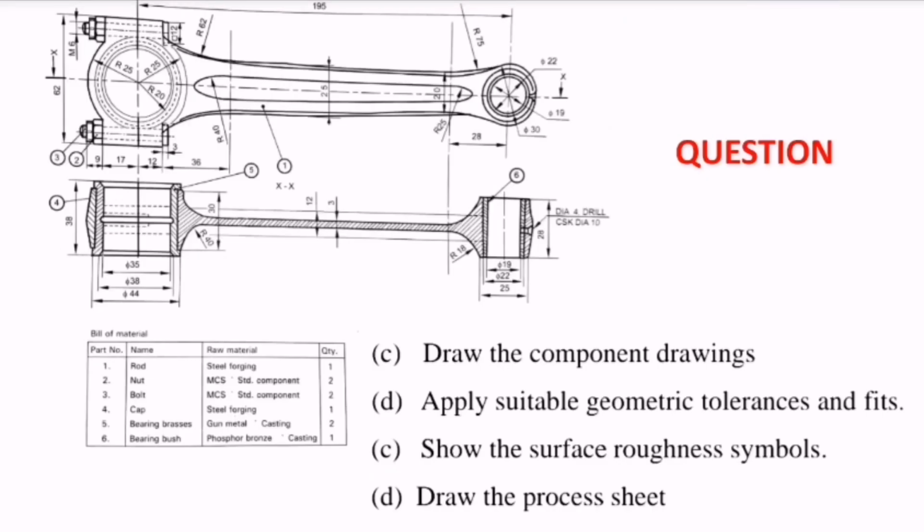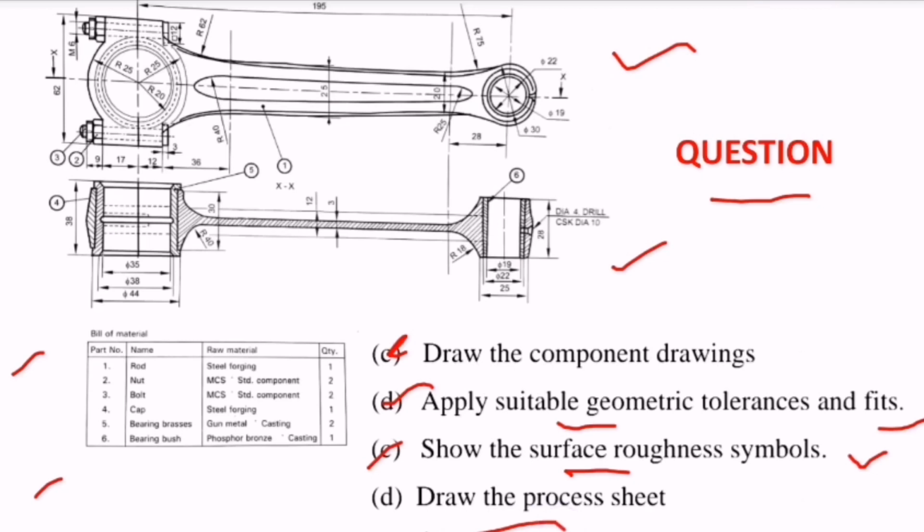So this is a question. The question gives an assembled figure and the parts that are there, it indicates parts, and he'll ask that: draw the component drawings, apply suitable geometric tolerances and fits, show the surface roughness symbols, draw the process sheet. So these are the four questions we'll be asked in the examination. So this is a question of connecting rod, front view and top view.